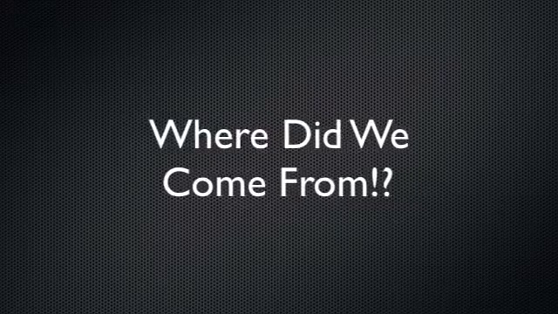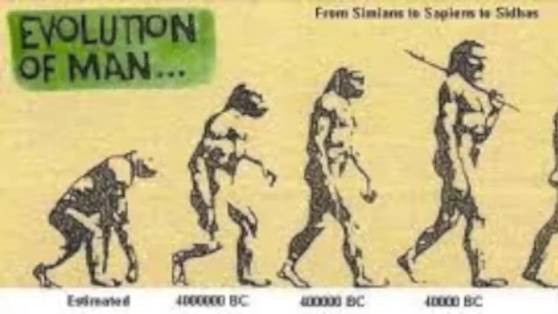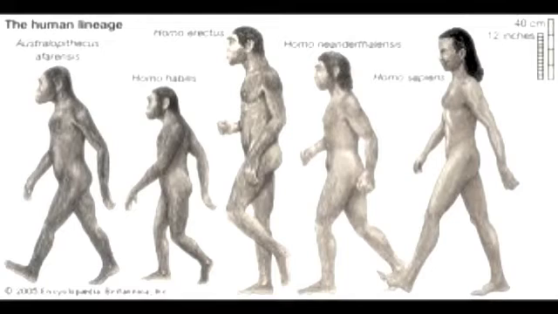Ever wondered where we came from? In this video, we will examine how humans evolved from primates through natural selection. The primary mechanism of change, natural selection, consists of the survival and reproduction of individuals with characteristics that make them better adapted to a particular environment.